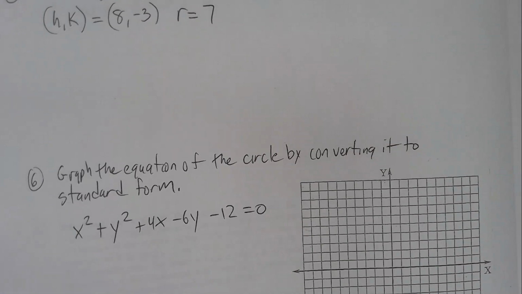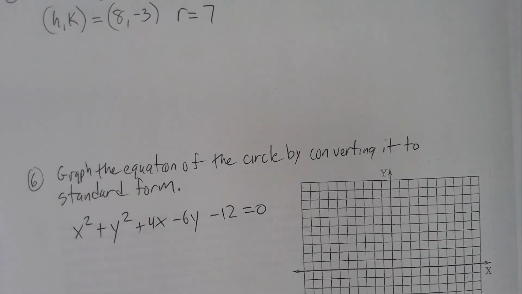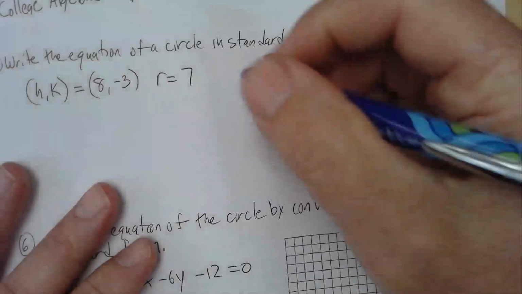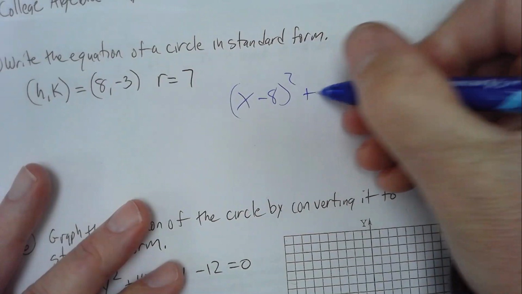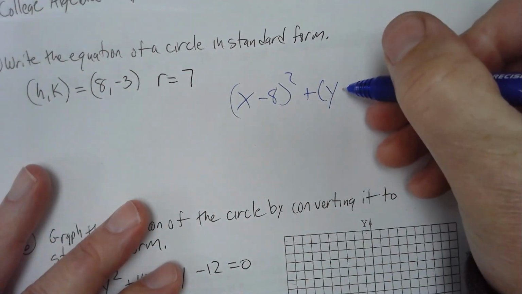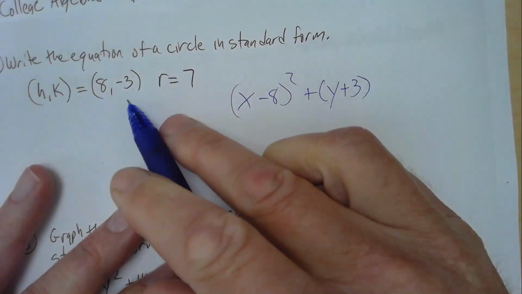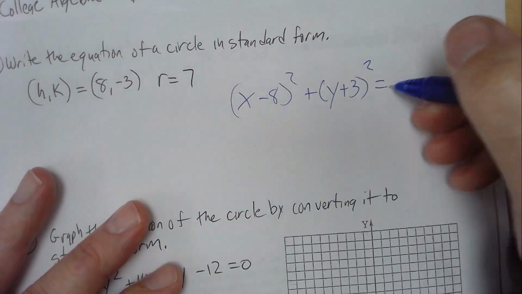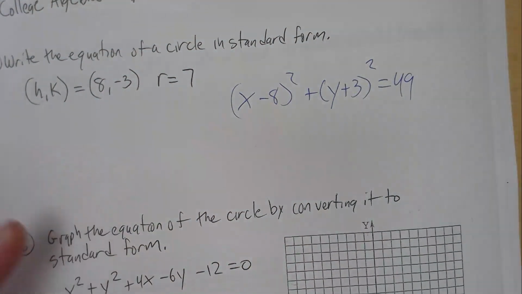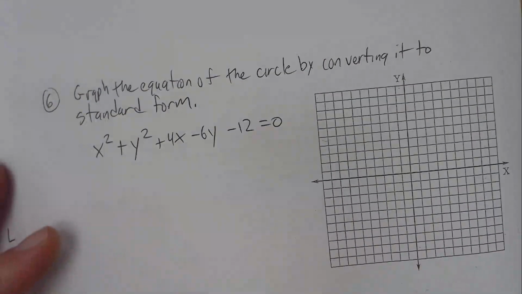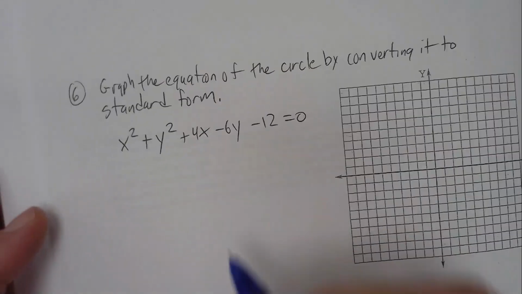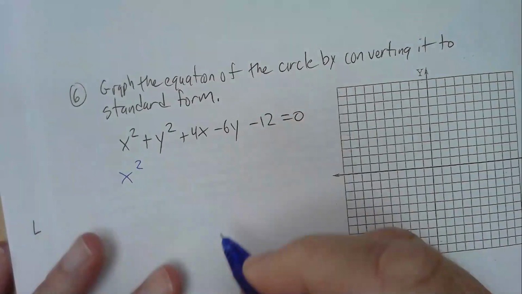Circle in standard form. So we're basically just plugging the information into the equation here. So it's going to be x minus the 8 squared. It's going to be y plus the 3, because it's a negative squared, is 49. Square the 4, it's r squared, so it's 49. Now we're going to convert it, and we're going to graph it. So we sort it out here.